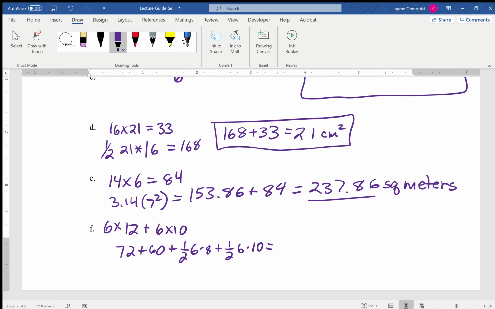All right, so I have 72 and 60 is 132. Half of 6 is 3. 3 times 8 is 24. So I have a 24. Half of 6 is 3. 3 times 10 is 30. That's 54. If I add that to the 132, I'm going to get 186.